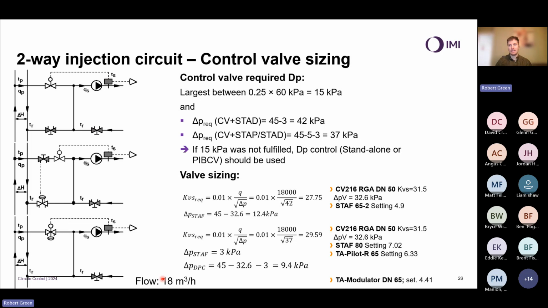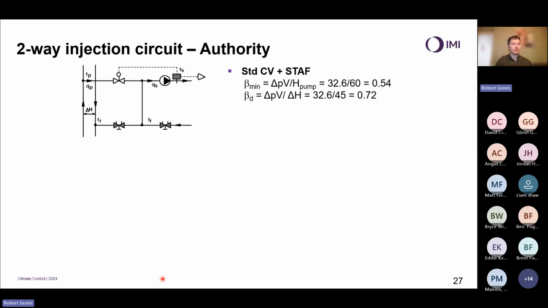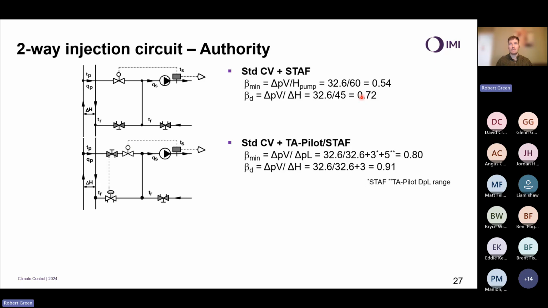So again, let's look at calculating the authority here. We calculate the authority for an injection circuit in the same way as we do for a two-way direct circuit. The real difference in reality is how we calculate the design flow. So we have my differential pressure on the valve, i.e. 32.6 divided by 60, 0.54. My design authority is the pressure drop across the valve divided by my head, 0.72. In the example of the DPCVs, we do get an increase in authority.